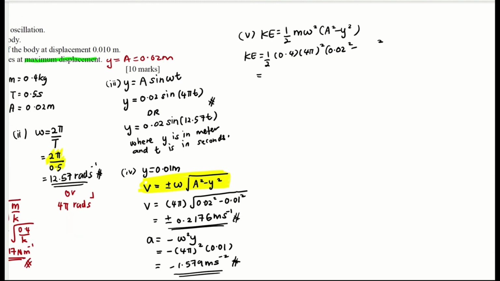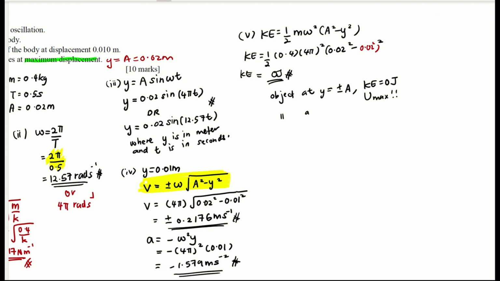Okay, so kat sini tadi kita masukkan 0.02 meter. So kalau kita tak kira pun kita tahulah. Okay, so kinetic energy is equal to 0 joule. So kalau kita tak tahu pun sebenarnya kalau kita tahu the concept, so when the object at maximum displacement y equal to positive or negative A, the kinetic energy should be 0. Okay, and then the potential energy should be maximum. Okay, potential energy dia akan maximum.